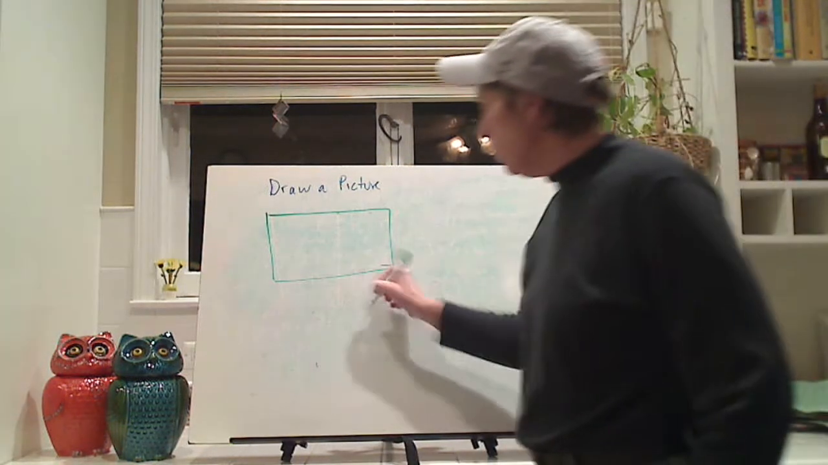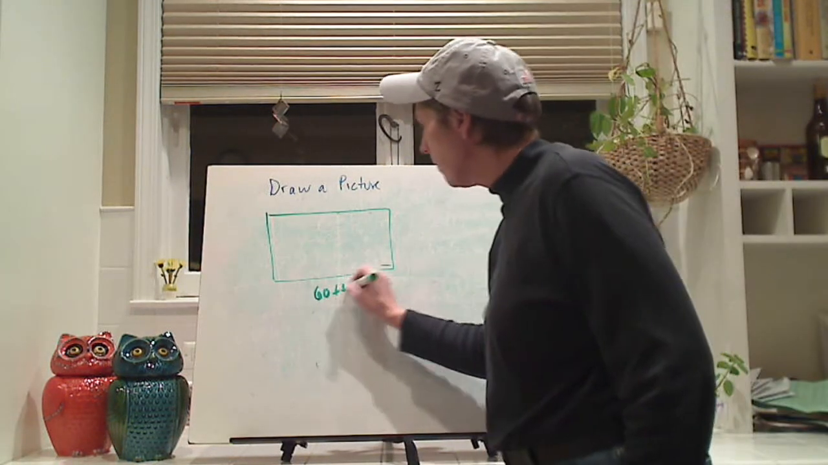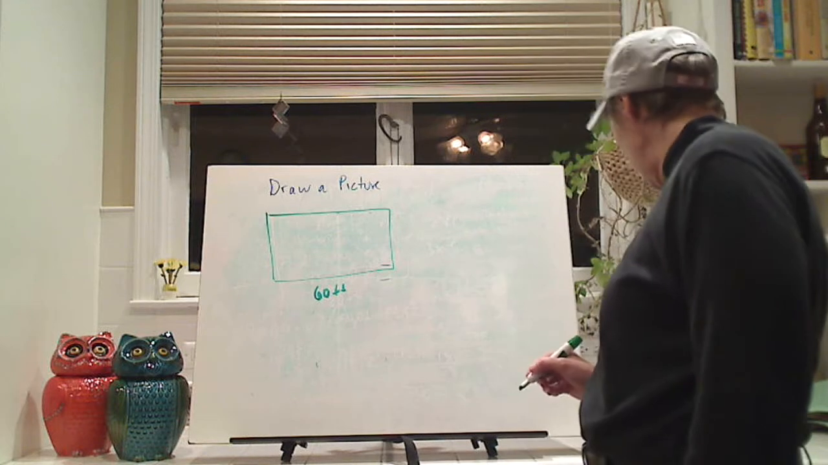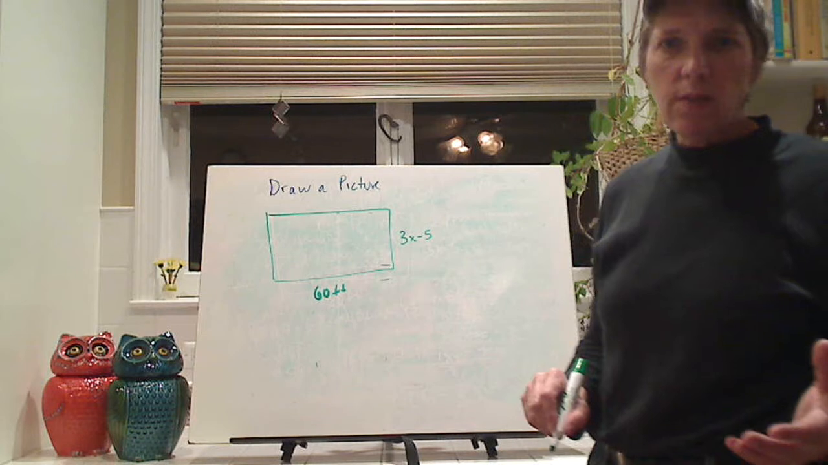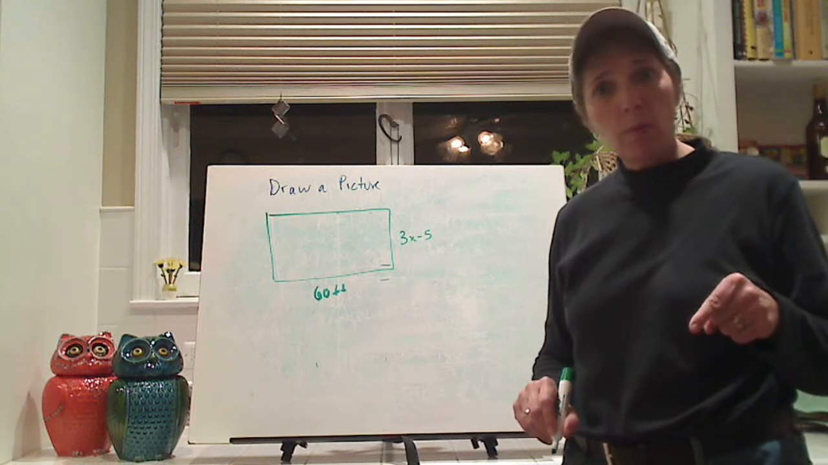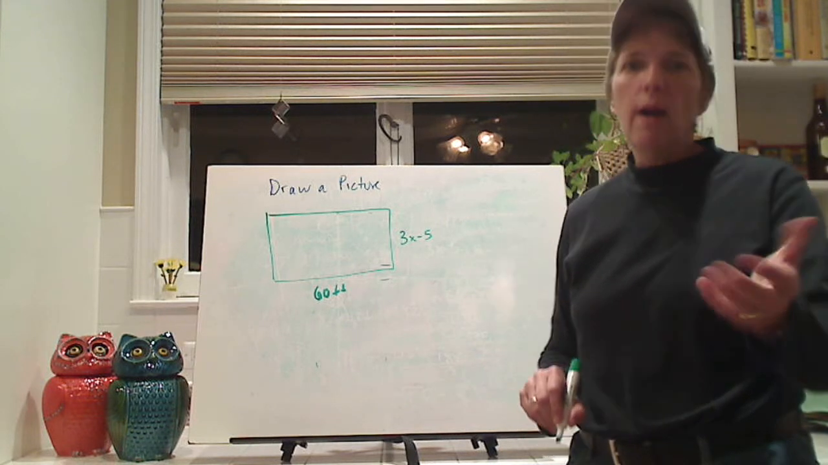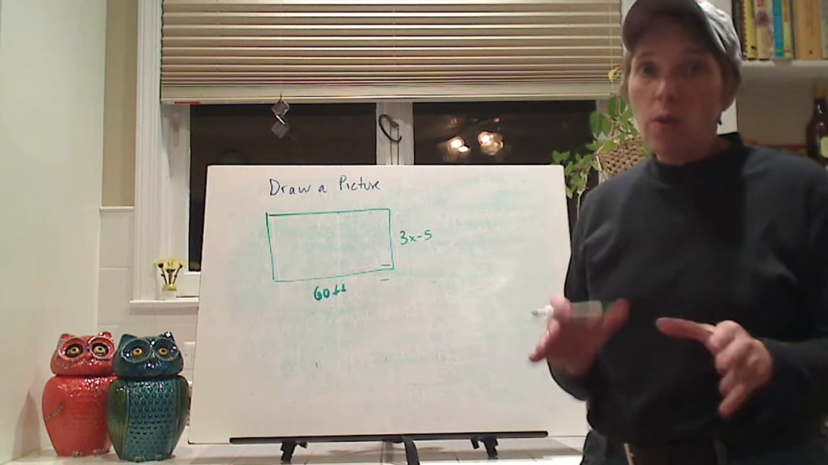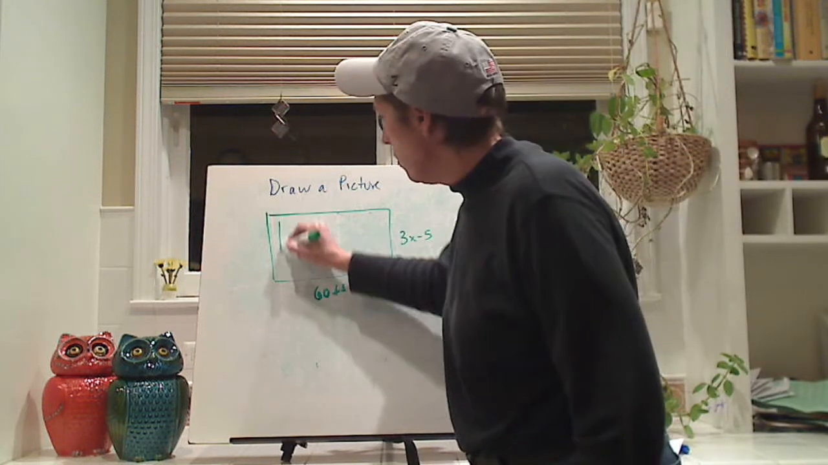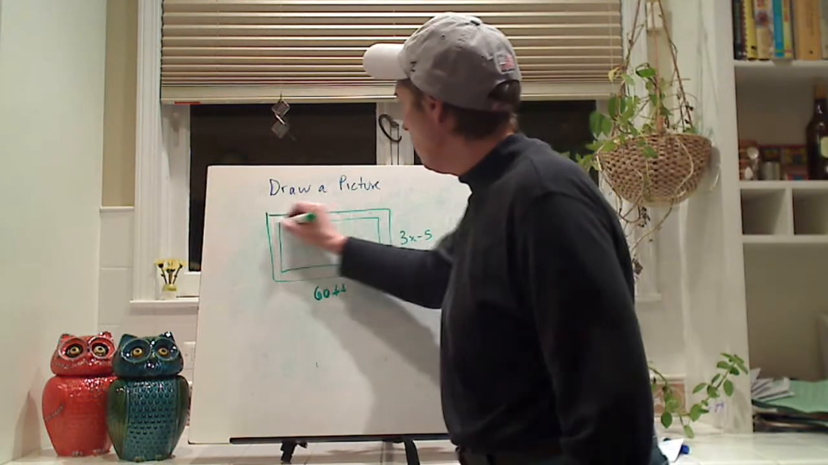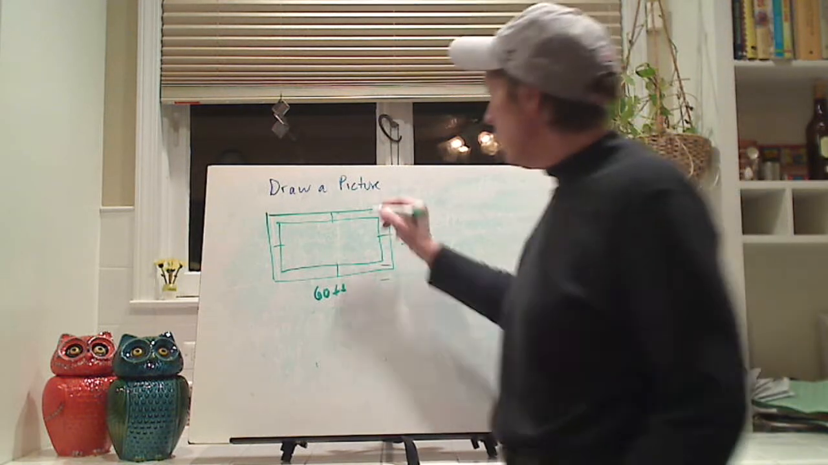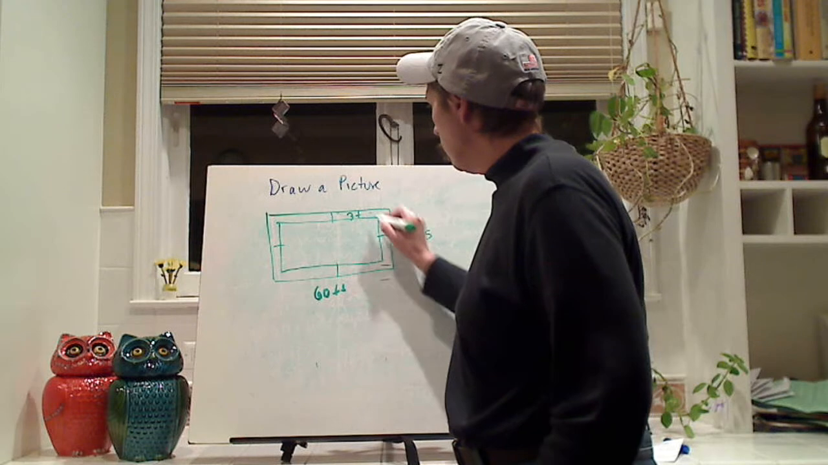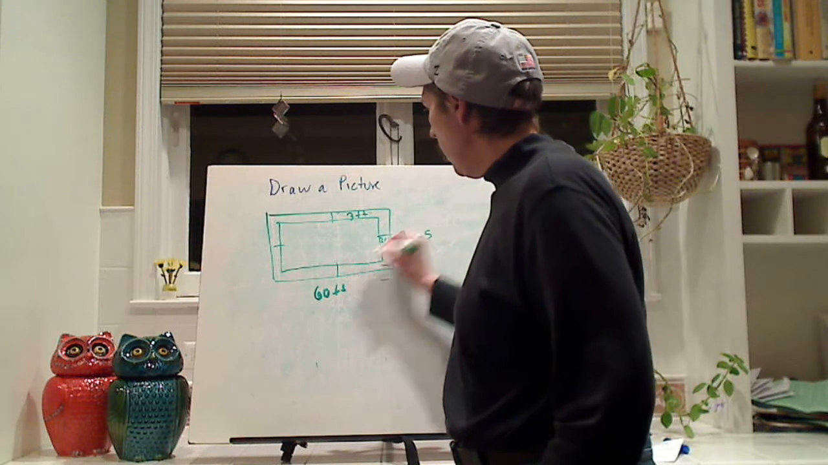It said the whole length was 60 feet, and it said that 3x minus 5 was the width, but they gave us one more piece of information that was critical. Do you remember what it was? Yeah, the 3-foot sidewalk that goes all the way around the swimming pool. So here we go. Doesn't have to be perfect. And this is all 3 feet. Now you've got to pay attention, because this is 3 feet. And I'm going to label that.